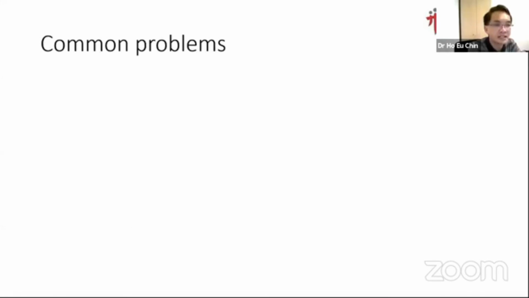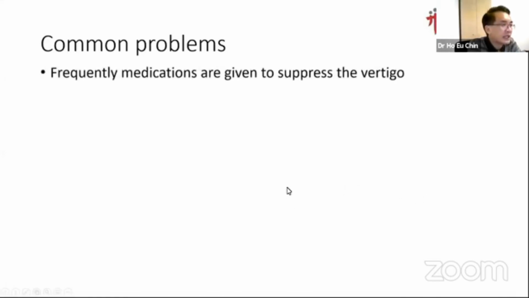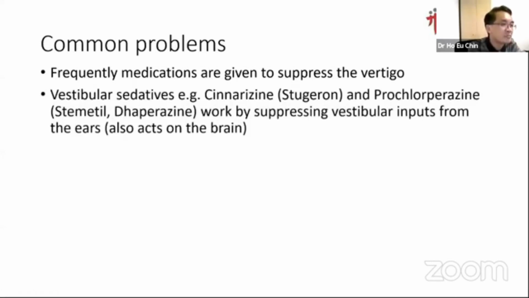Then on to my second last slide, I think some of the common problems that I see in patients who come and see me is that frequently, they have been given medications to suppress the vertigo without a diagnosis being given, right? They just say you have chronic vertigo. Here, take this medicine to suppress the vertigo. Now, these medications work, they do work. And the 2 classes of medications that are commonly used in Singapore are considered the vestibular sedatives. Because what they do is that they suppress the function of the balance organs in the ear. They stop the balance organs from working properly.